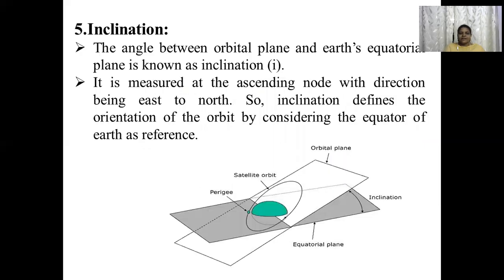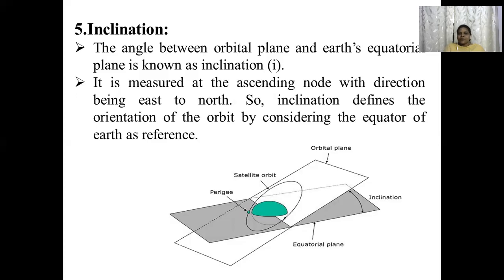The fifth parameter is inclination. So what is inclination? In this diagram, if you observe, you have two rectangles. One is represented in gray color and the second one is in white color. The white one represents the orbital plane and the gray one represents the equatorial plane. And you can see the perigee point and the satellite orbit around the Earth.